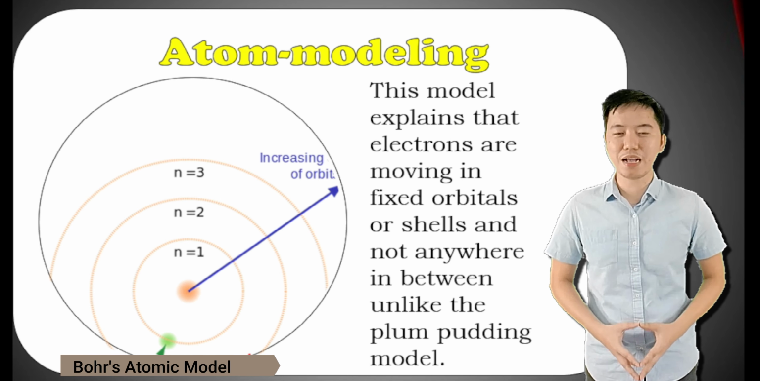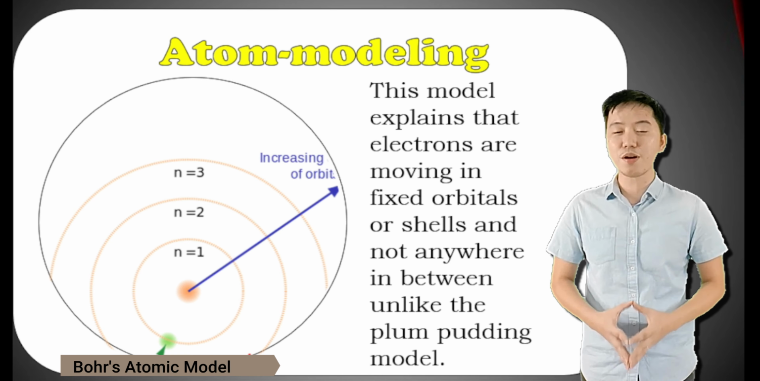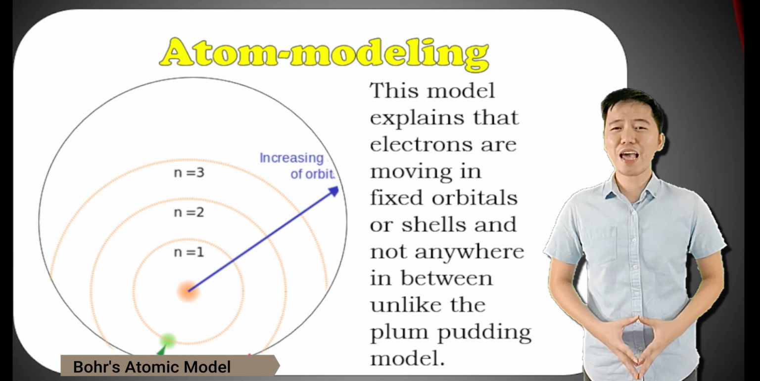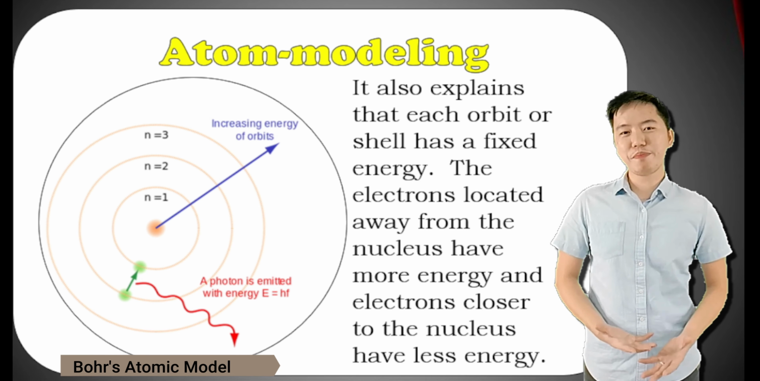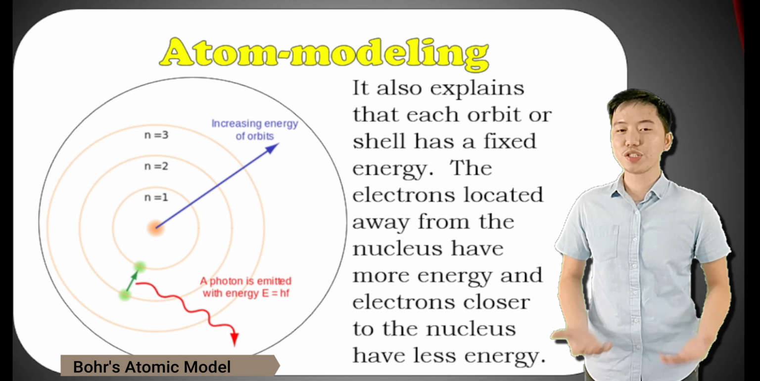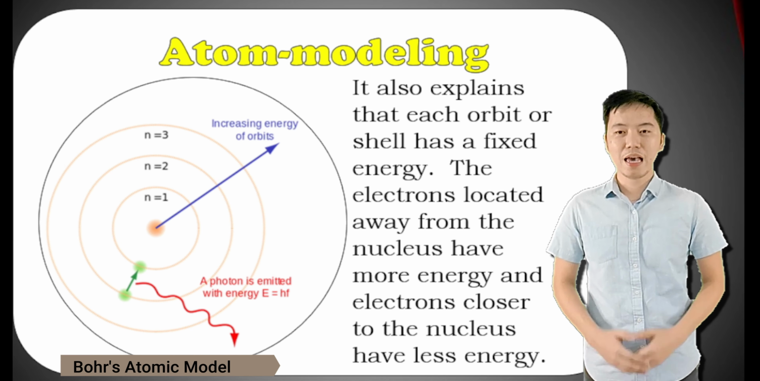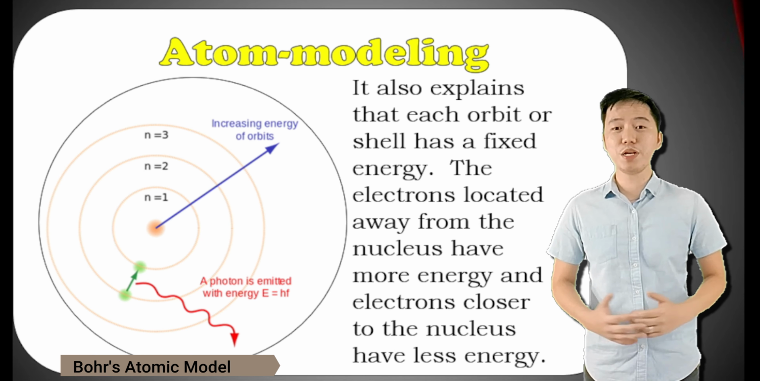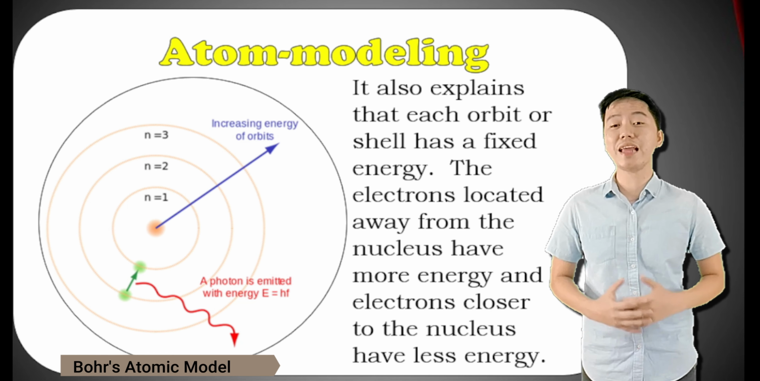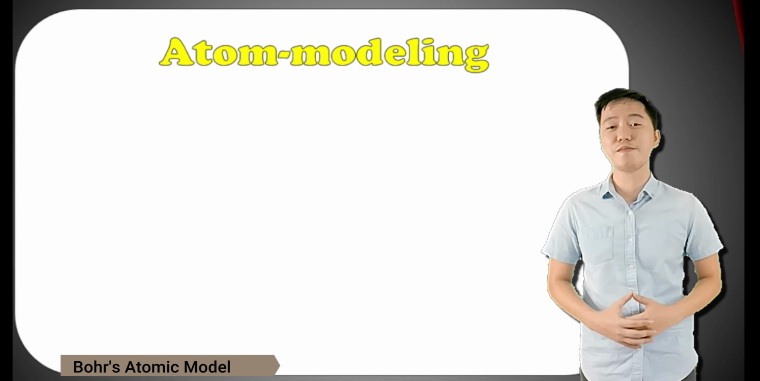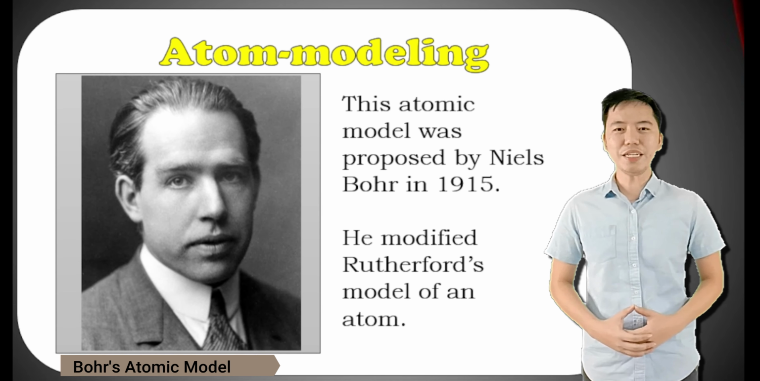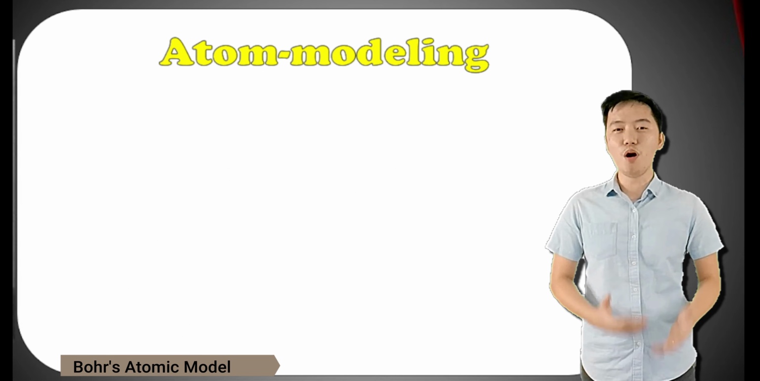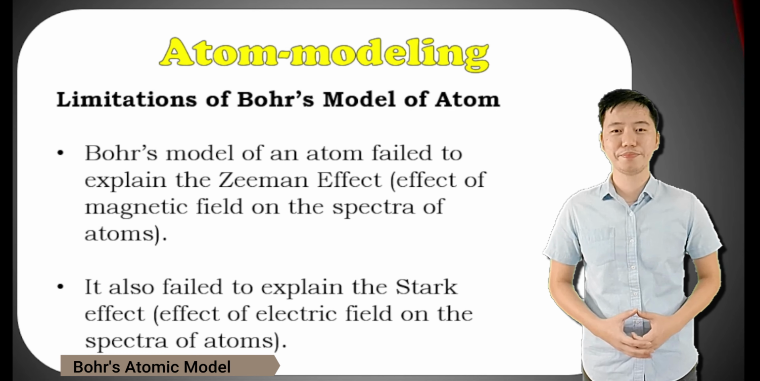This model explains that electrons are moving in fixed orbitals or shells and not anywhere in between, unlike the plum pudding model. It also explains that each orbit or shell has a fixed energy. The electrons located away from the nucleus have more energy and electrons closer to the nucleus have less energy. Proponent: Niels Bohr. This atomic model was proposed by Niels Bohr in 1915. He modified Rutherford's atomic model.